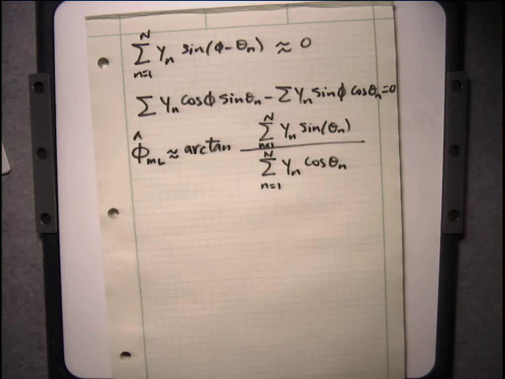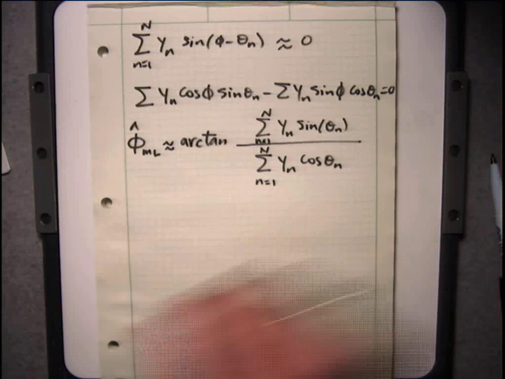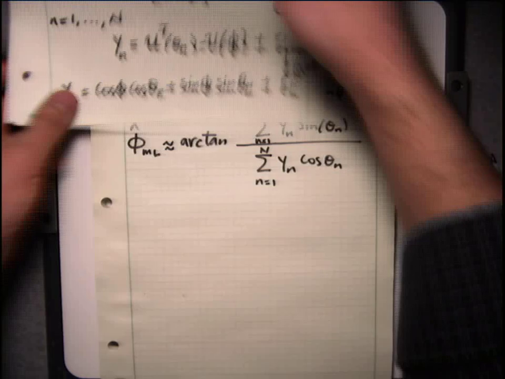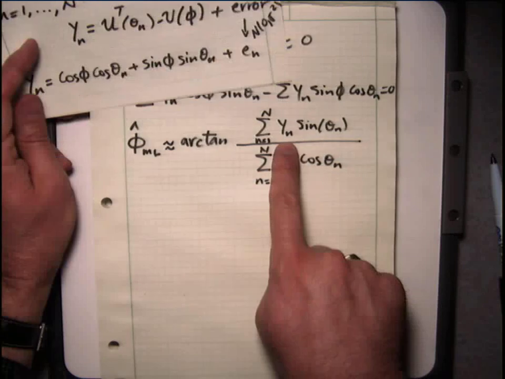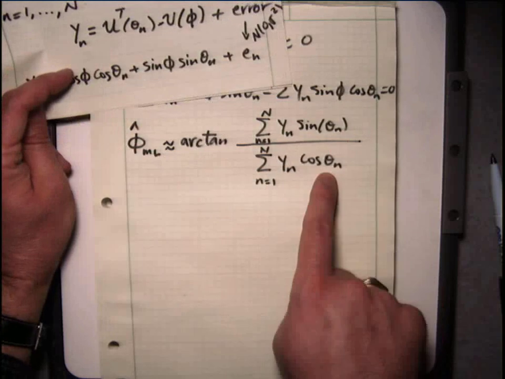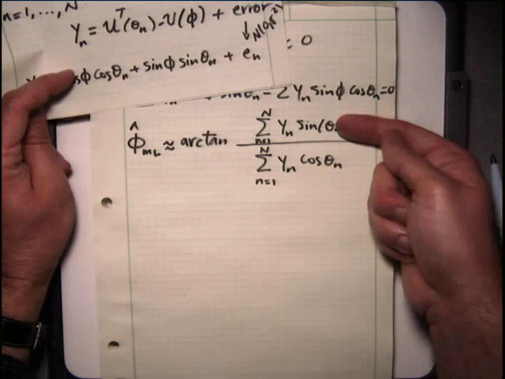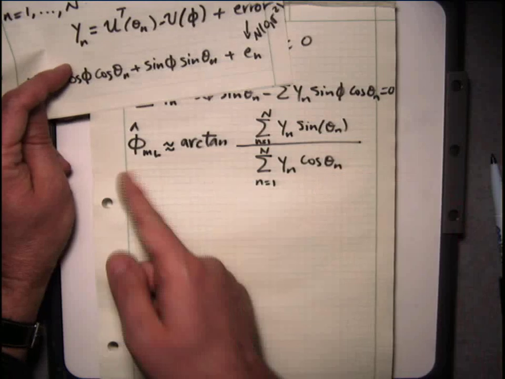Okay? So we had to make an approximation, but in the end, the estimator looks somewhat intuitive if we go back here. Look at what we're measuring. We're measuring the inner product between these two vectors. What you're doing here is taking your measurements and correlating them with the sine, correlating them with the cosine, and then dividing. When you divide these two, you get something like the tangent of the angle you're looking for. Then you take the arctangent of it and you get the estimate.